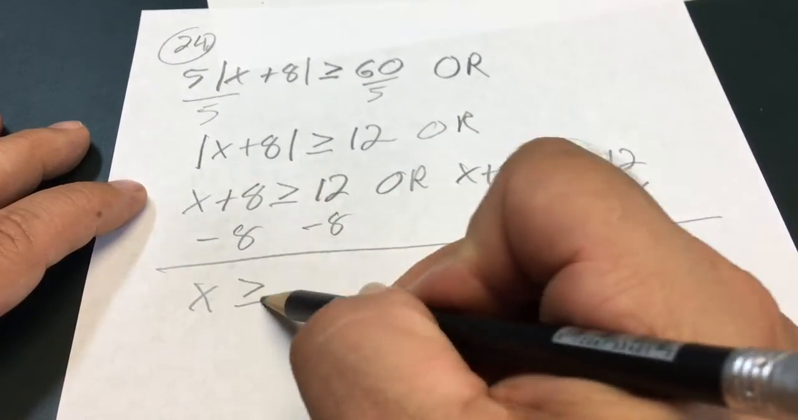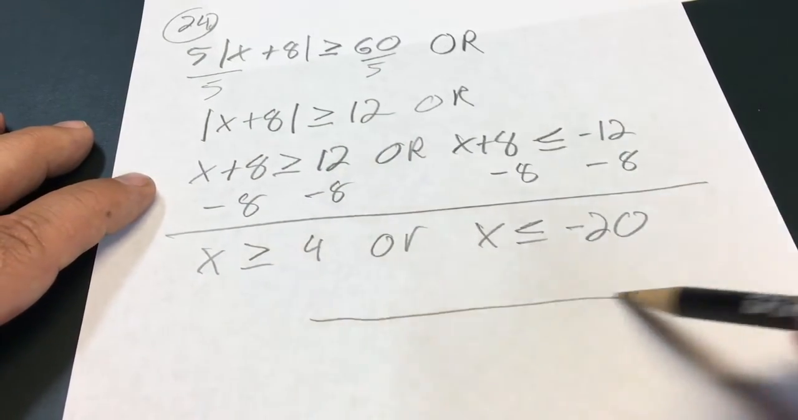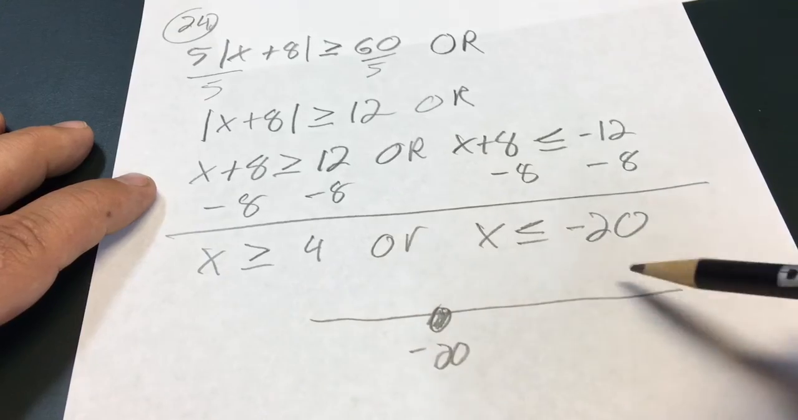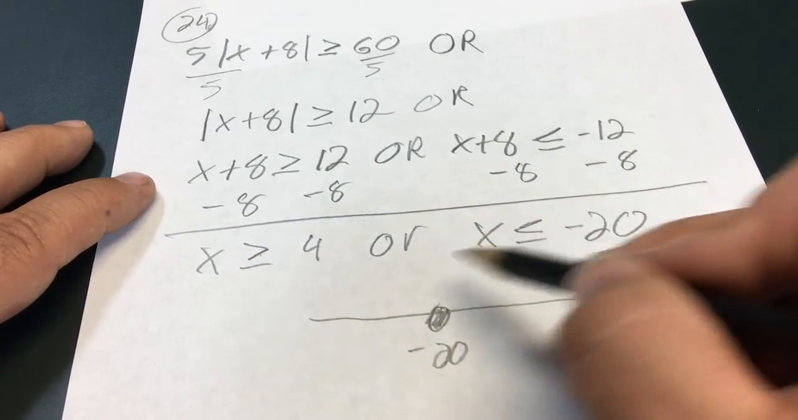This is going to give me x is greater than or equal to 4, or x is less than or equal to negative 20. And if I wanted to graph that, that would be a negative 20 on the left with a closed circle, a 4 on the right with a closed circle. Notice the arrow is pointing to the right of the 4, and the arrow is pointing to the left of the negative 20.